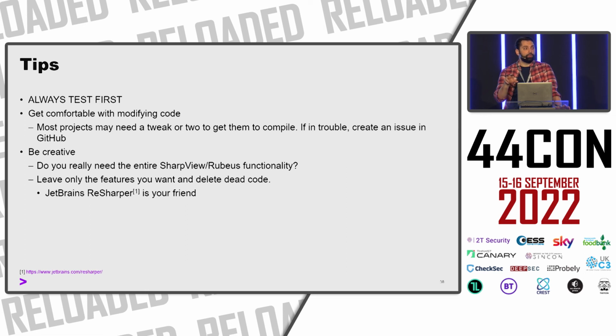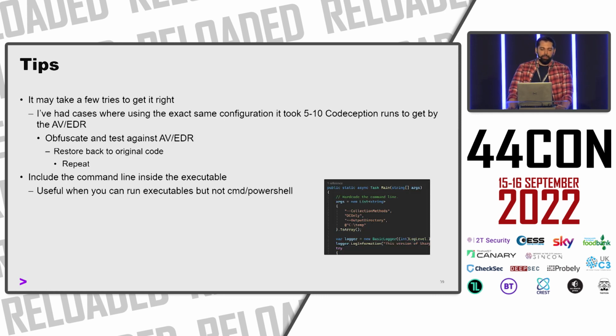And a good application to find unused code, which is technically called dead code, is JetBrains ReSharper. It's going to save your life. So I would recommend spending like 3-4 days going through the tools, creating minimal versions of what you want, and that will give you better success against client environments. It may take a few tries to get it right.